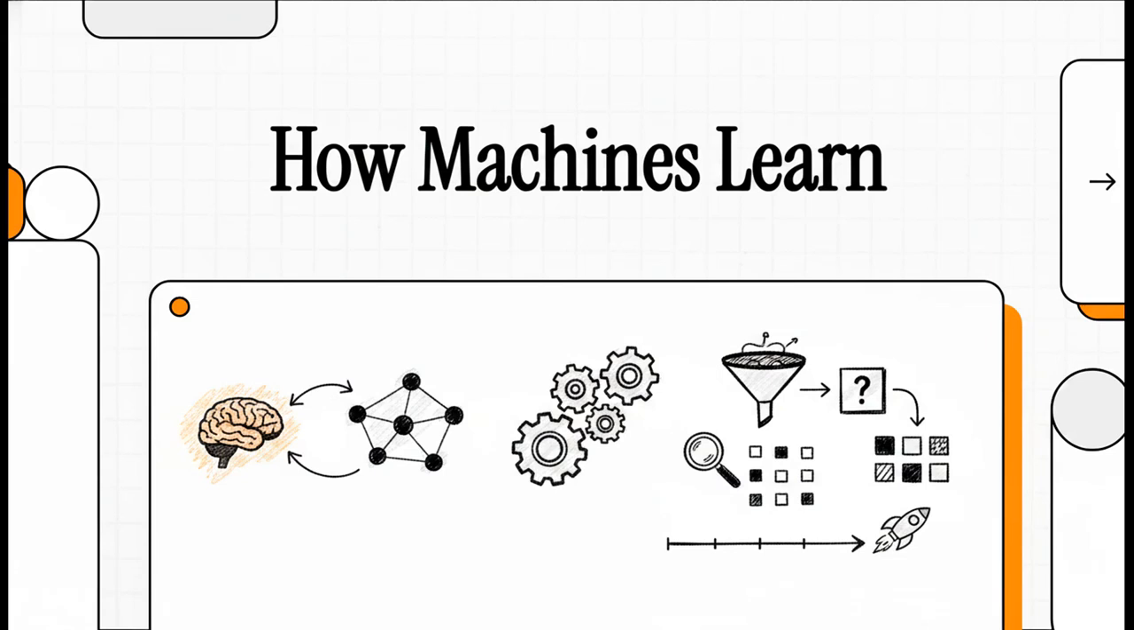Today, we're going to pull back the curtain on how machines actually learn. It can seem like total magic, but behind pretty much every AI, it all boils down to one of just four big, brilliant ideas. So, let's break them down.